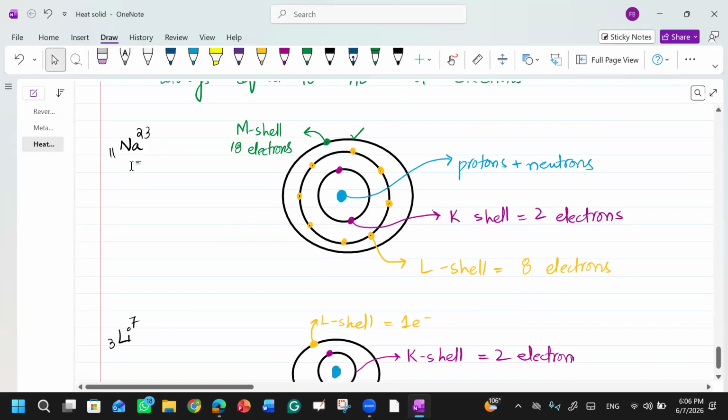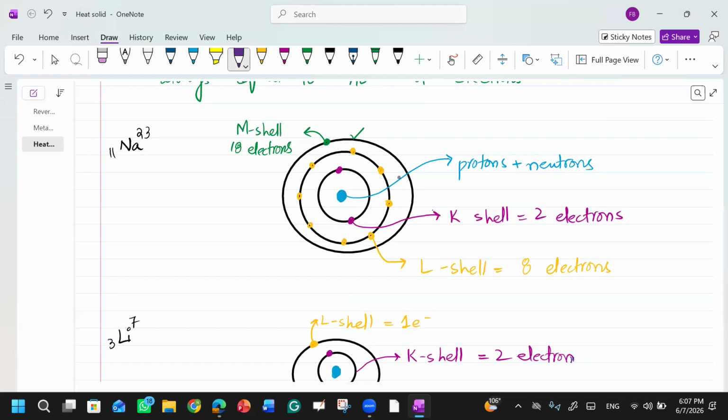How many electrons are there in sodium? See from here. Electrons, 11. Okay. So we need to fill 11 electrons in different shells, right? In the first shell there are two electrons, and this shell is known as the K shell. The maximum capacity of the K shell is two electrons.